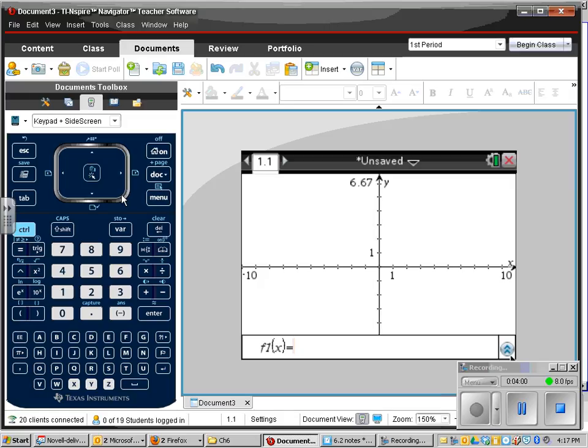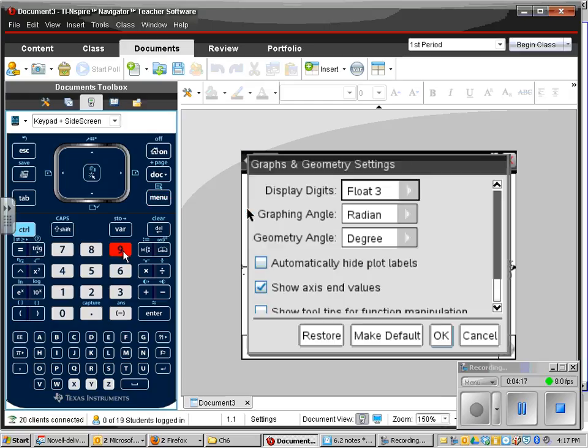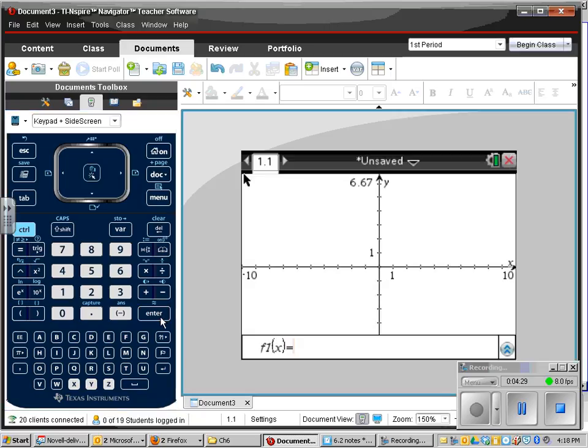I want to make sure that my calculator is in the right mode, and if I hover over my settings, remember this is my document settings right now, and I'm in a graphing page. So I don't care about my document settings. I just want to make sure that my graph settings are in degrees. And you can see that the graphing angle here is in radians. So I need to change that to degrees because my answers in this problem are going to be in degrees. The document settings, well, it changed my document to degrees as well.